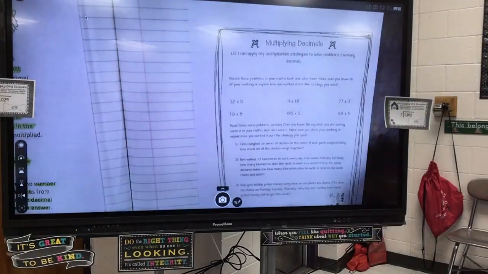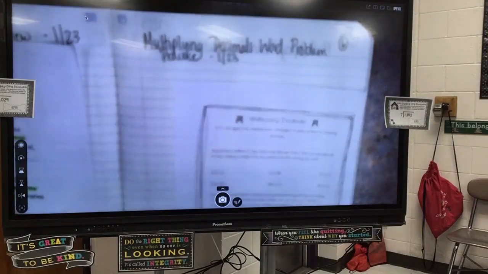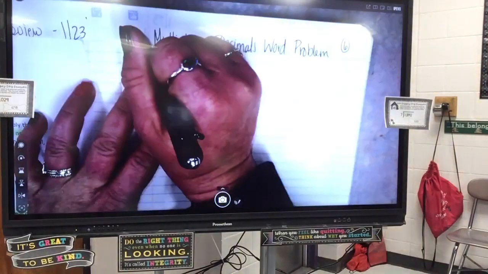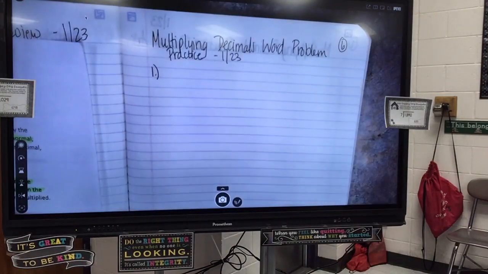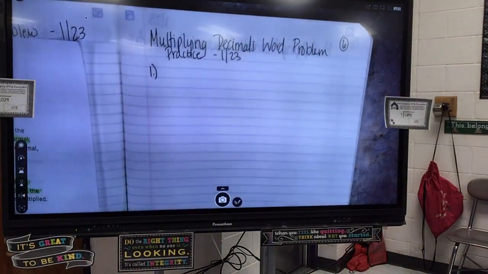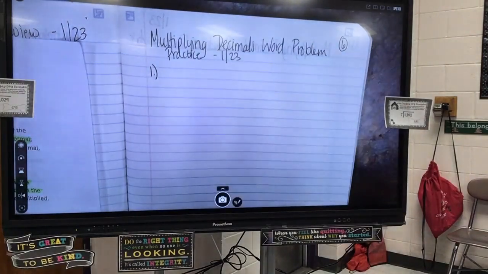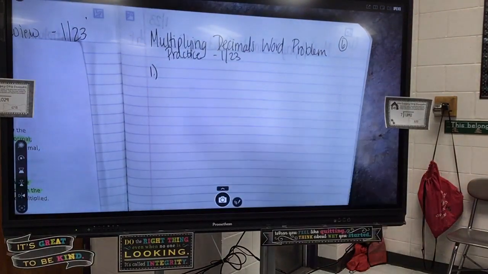We're going to do the first one together, just to make sure that we have a good understanding. So number 1, it is 3 and 2 tenths times 5. So someone raise your hand and tell me, when I am multiplying, do I line up my decimals?